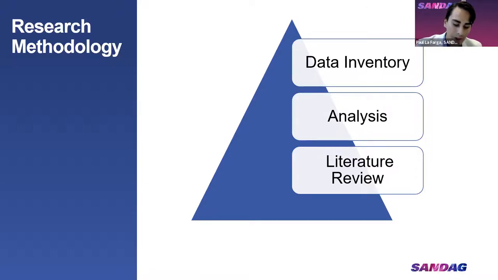The foundation of the pyramid is a literature review, which is an overview of previously published works on a specific topic. This allowed us to gather an extensive inventory of potential indicators to use and to not reinvent the wheel. Sitting on top of the literature review is an analysis, and we need this to understand themes and indicators that were common and unique across six different governmental agencies.